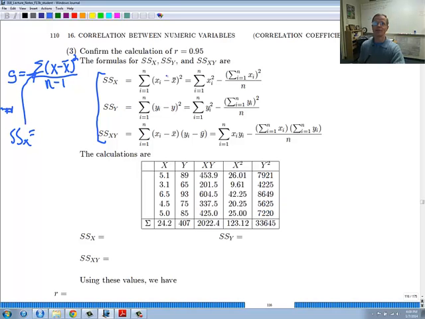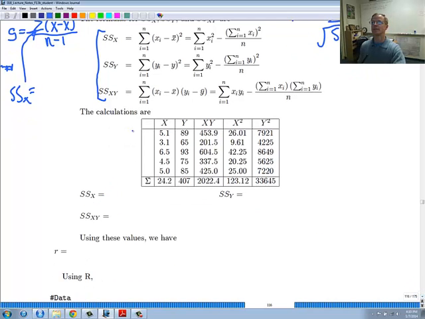SSY is the same exact form, we're just switching x's and y's. SSXY is a little bit different. It's a relationship between both the x and the y jointly taken. So this is its definition, and here is its shortcut formula. Then, to get our r, we're going to recall that r is equal to SSXY over the square root of SSX times SSY. So we need those three components. Now then, here we go.